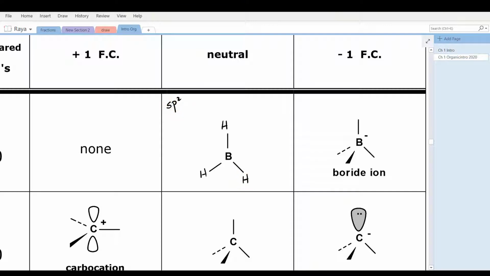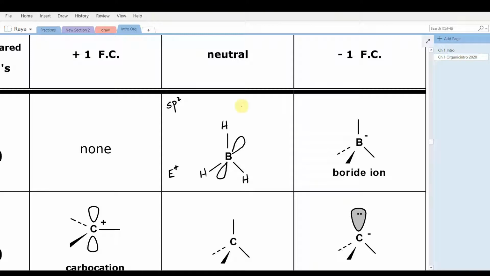It only has 6 electrons in the valence shell. It's subvalent. It has an unhybridized 2pz orbital. That makes it electron accepting. An electron acceptor is an electrophile, electron lover. We use the symbol E+. Even though it may not be positively charged, we use the symbol E+, electron accepting.